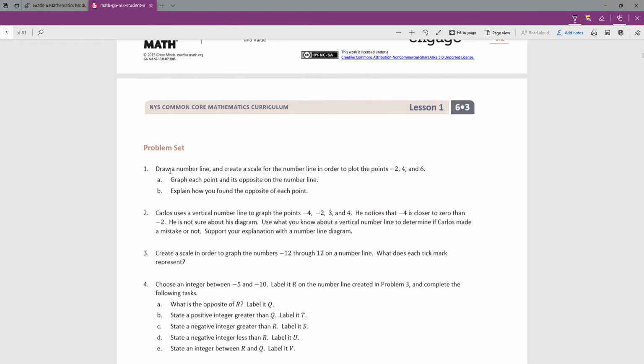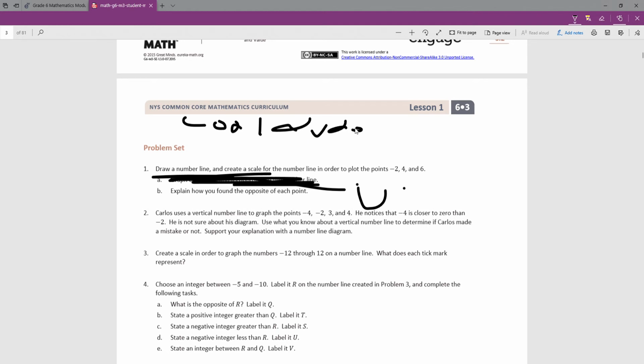So, lesson 2, so for this one, you have to highlight, you have to just cross out this. This isn't part of it. Now, explain how you found the opposite of each point. So how you find the opposite of each point, you draw a very cool dude. The opposite of each point, you have to write down cool dude, and then, I don't know, create a scale in order to graph the numbers 12 through 12.